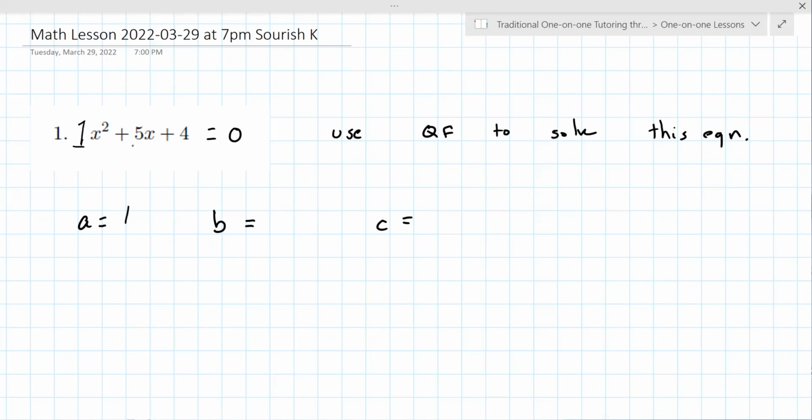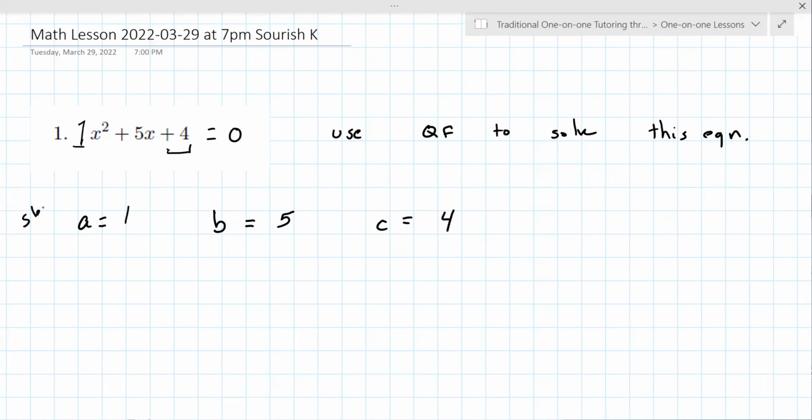Okay. B is the number that is in front of x. What is the number in front of x? 5. Yes, it is. And then C is the other number. What is the other number here? 4. Great.